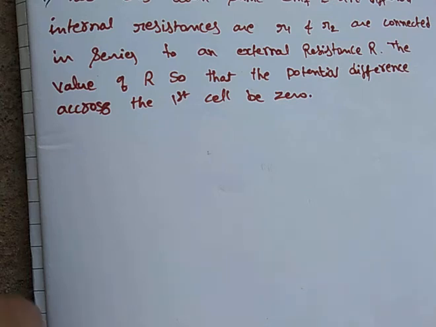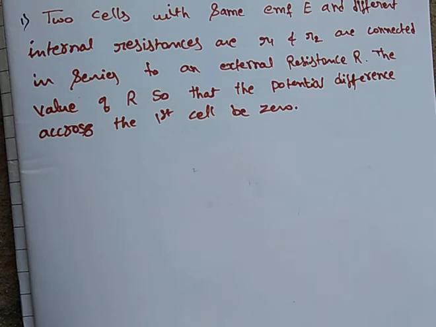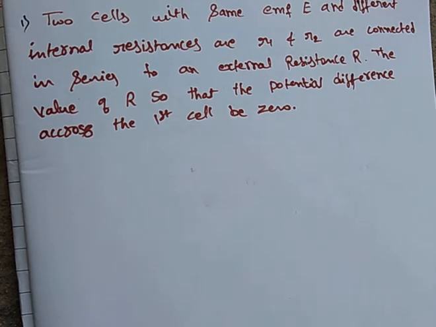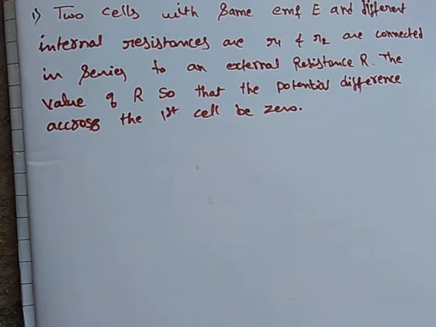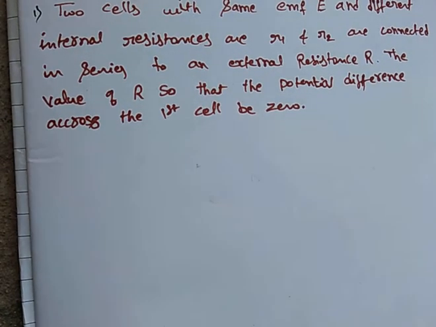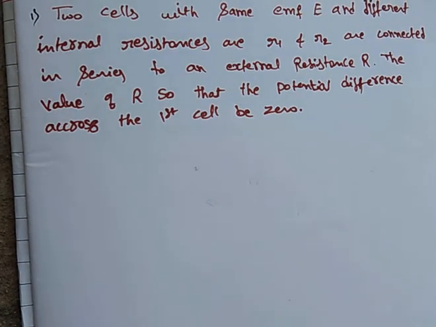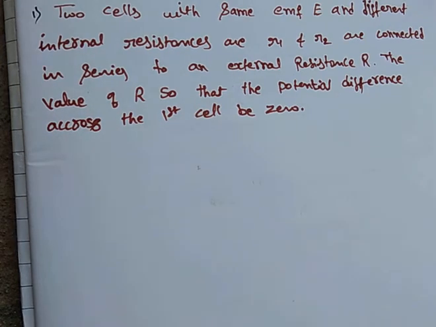So, one more NEET JEE Main question, based on current electricity. The question is: two cells with the same EMF E and different internal resistances R1 and R2 are connected in series to an external resistance R. Find the value of R such that the potential difference across the first cell is 0.